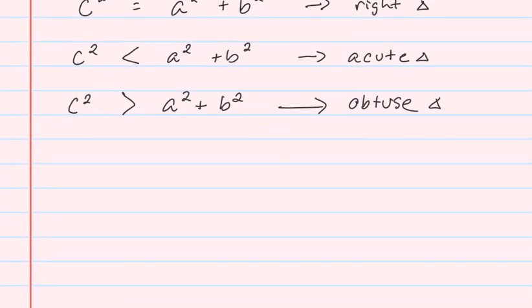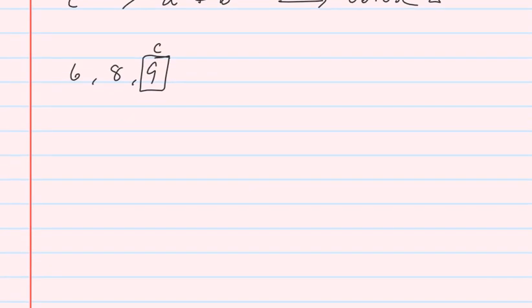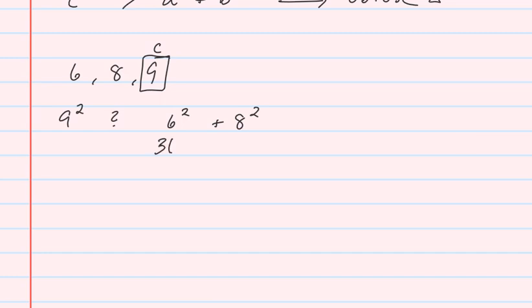For example, I have 6, 8, and 9. I need to choose 9 as my c because it is my largest side. So I set it up: 9 squared, question mark, 6 squared plus 8 squared. So that's 36 plus 64, and this is 81. I know that this is 100, and 81 is less than 100, so that makes it acute.